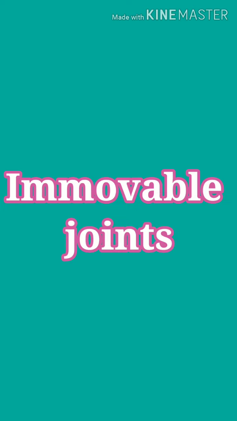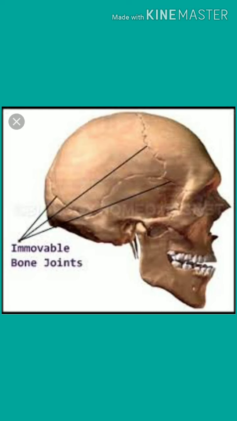First, immovable joints. You know that our skull is the best example of immovable joints. Our skull may feel and look like one big bone, but it has several bones joined together to give it a fixed shape.